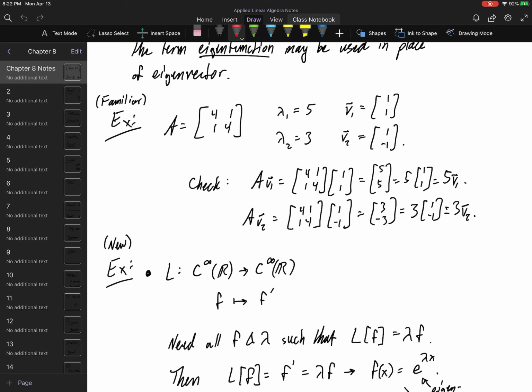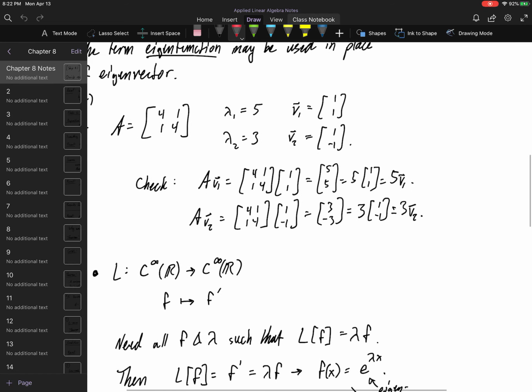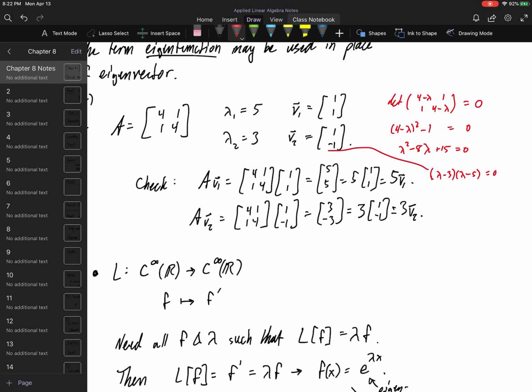If we think of this nice symmetric matrix A, we can find that it has eigenvalues of 5 and 3, and we can do that very quickly. This would be the determinant of 4 minus lambda, 1, 1, 4 minus lambda, that we're setting to 0. So we get (4 minus lambda) squared minus 1. And this will be lambda squared minus 8 lambda plus 15, and that factors nicely: lambda minus 3, lambda minus 5. And that's exactly where we pick up these two values.